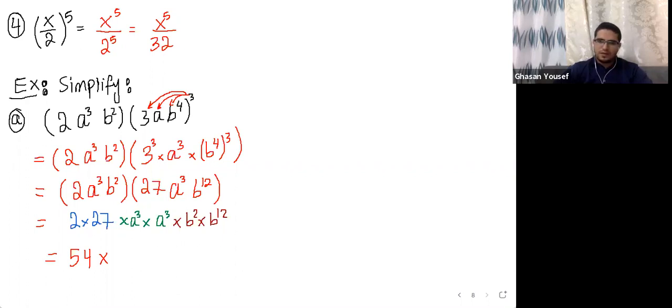So like I said before, we have the same base, and the important thing is we're looking at the same base, so we sum the exponents. That gives me a to the power 3 plus 3 is 6, times b, same thing. We have the same base, different exponent. 2 plus 12 gives me 14. So the final answer is 54, a to the power 6, b to the power 14.